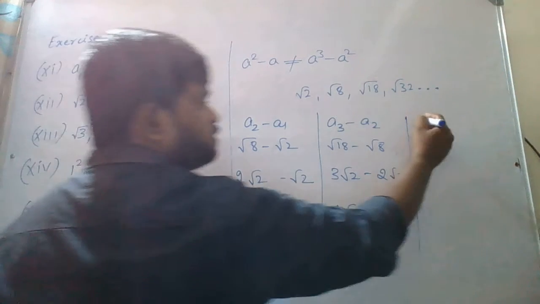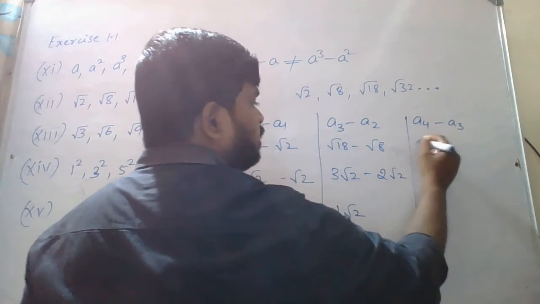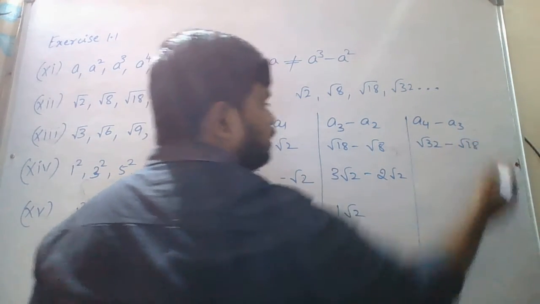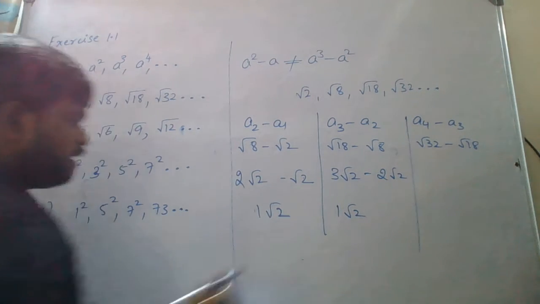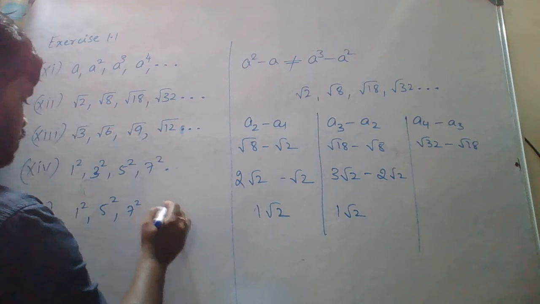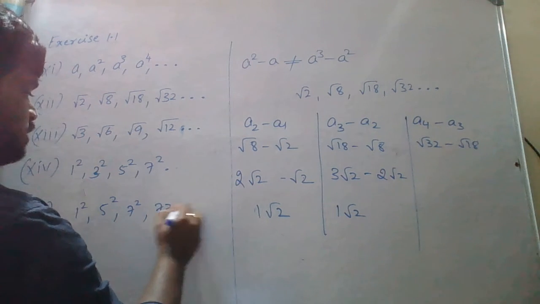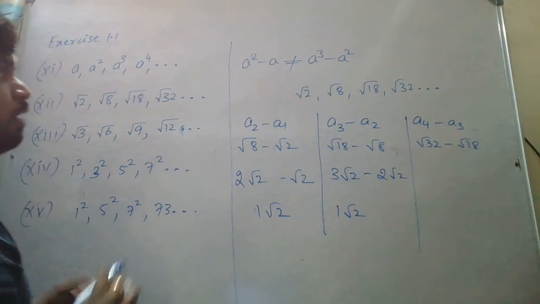The fourth term minus third term. A4 minus A3. That is root 32 minus root 18. 32, let's prime factorize it. If you prime factorize it, let me do it here.